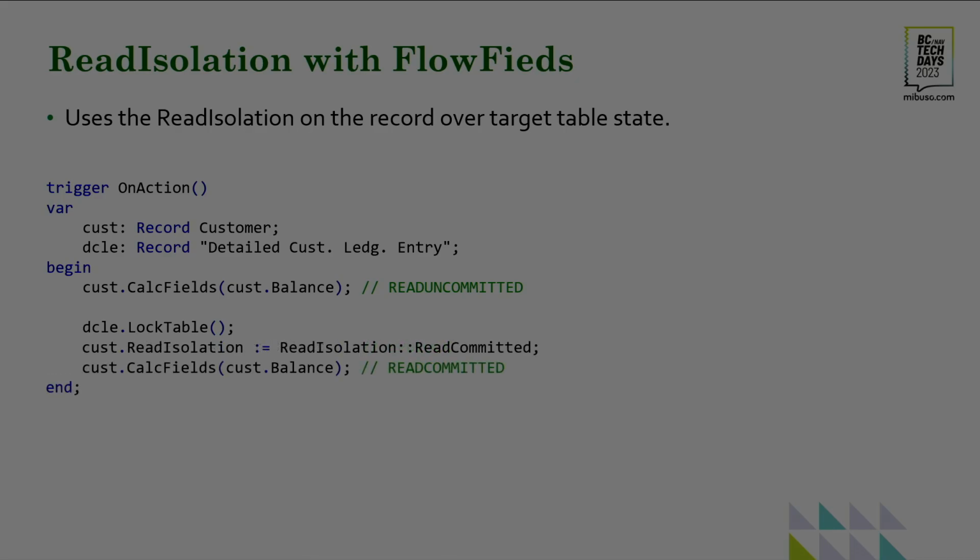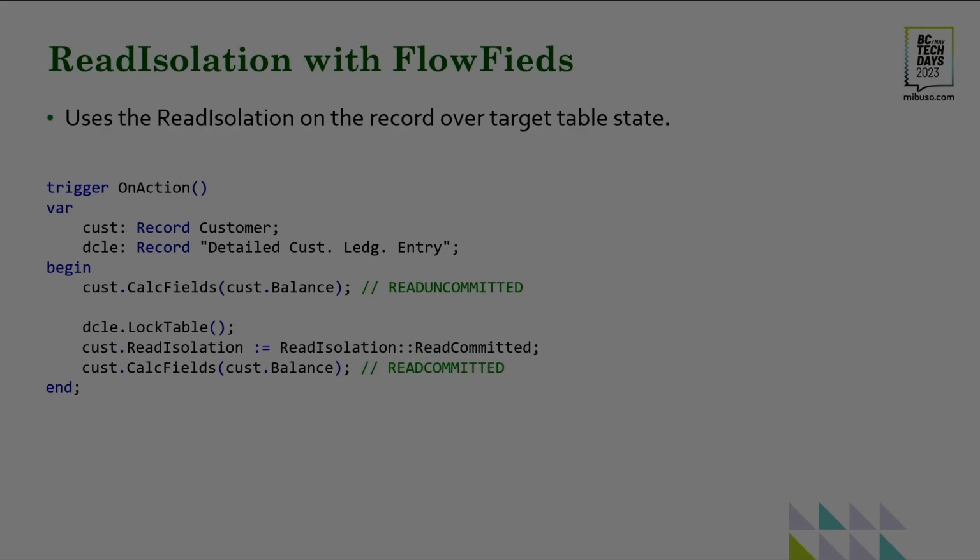But how would you specify this on the customer record instance? Because it pertains to the record instance, but we saw previously it's actually the table you're reading on state that defines it. So we kind of had to say, okay, FlowFields behave a bit different than how we generally say when you're using ReadIsolation. So ReadIsolation that you specify on the record instance also counts for FlowFields.